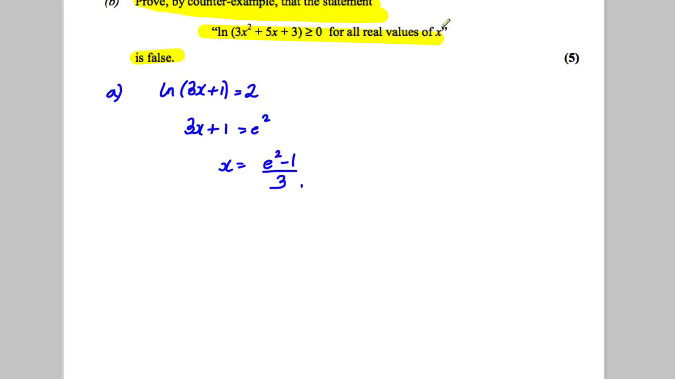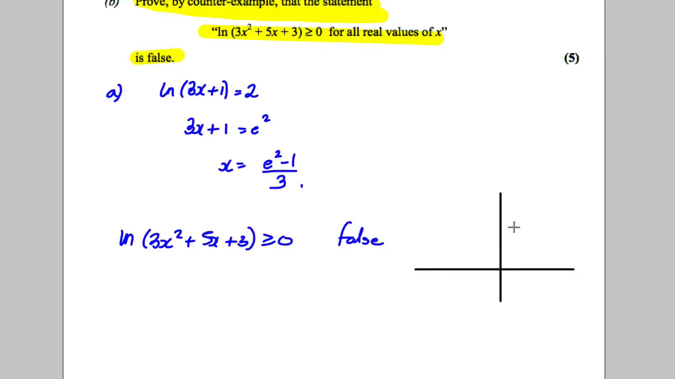Okay, so let me just write what I want to prove. I want to prove that the logarithm of 3x squared add 5x add 3 is bigger than or equal to 0 is false, and so I want to find a value of x that makes it negative. So let's think more generally of logarithms. We've got a logarithm here.